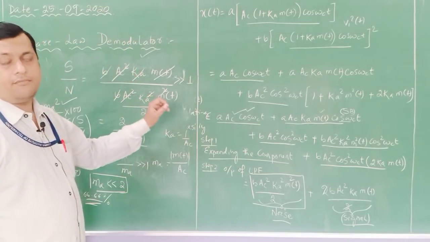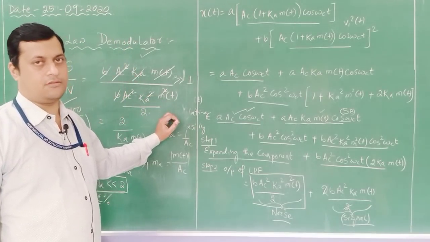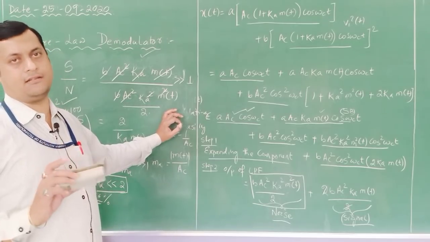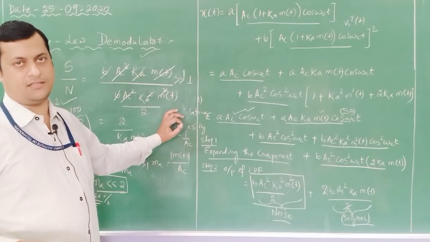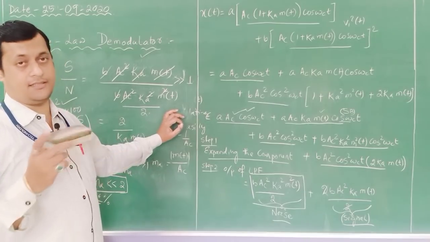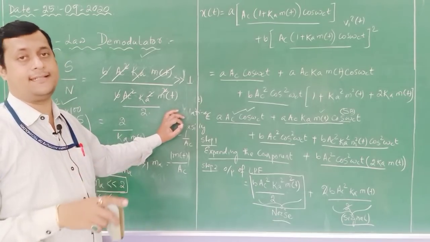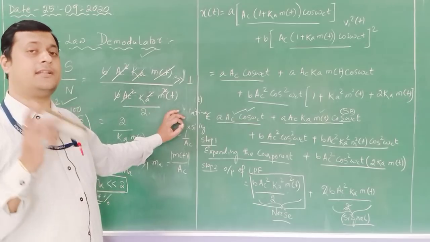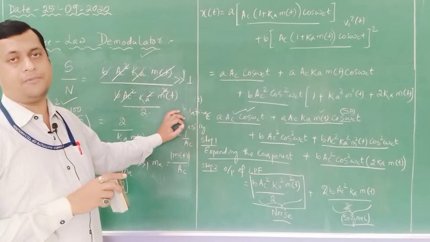So last class we discussed the squaring loop also. The squaring loop is also an analytical one, but practically it won't be possible, because the construction of that modulating signal depends upon the low pass filter, and it is very difficult to synchronize that particular frequency.